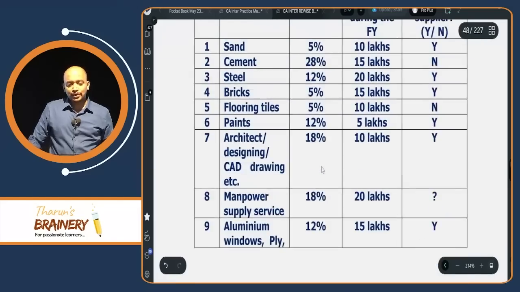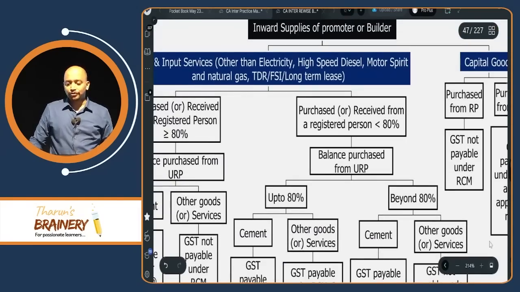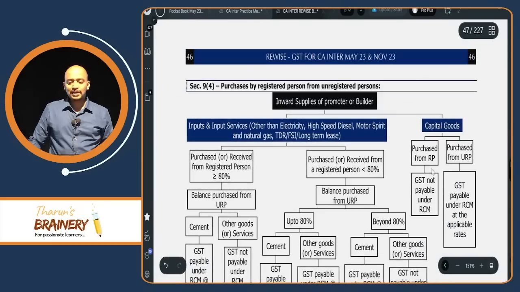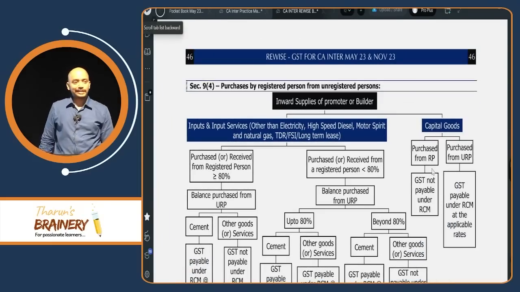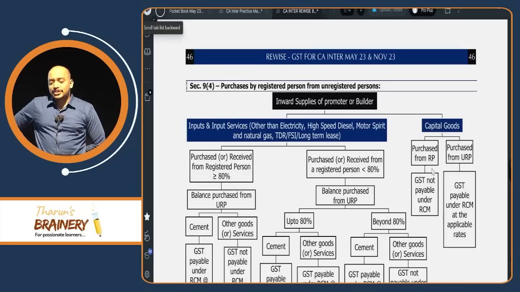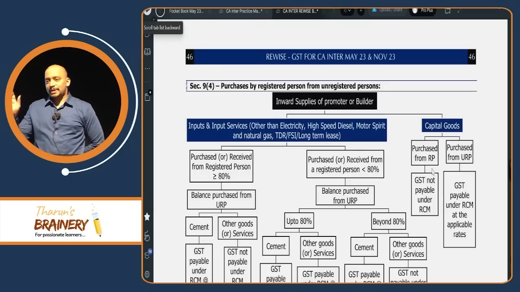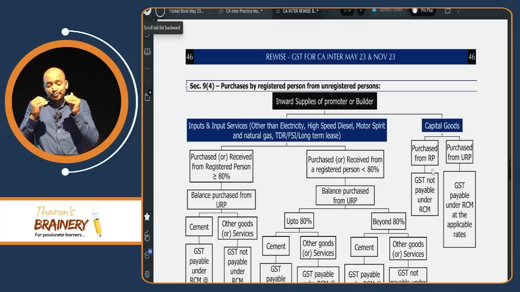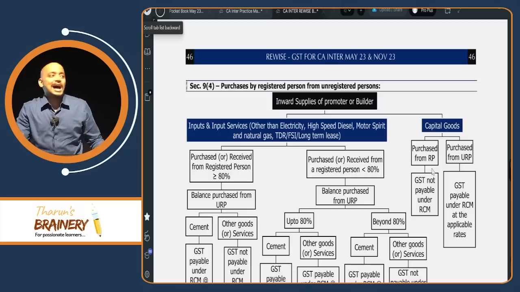Now we are moving on to 9.4. So look into page number 46. 9.4 is purchases of a registered person from an unregistered person. Listen, there is a promoter or builder. Concentrate, please concentrate. There is a promoter or builder. That promoter or builder is making purchases from an unregistered person. So, on that, the promoter or builder is required to pay GST under RCM.